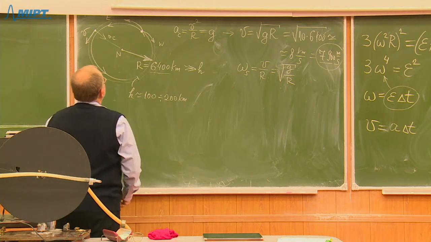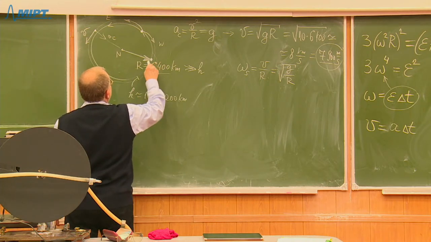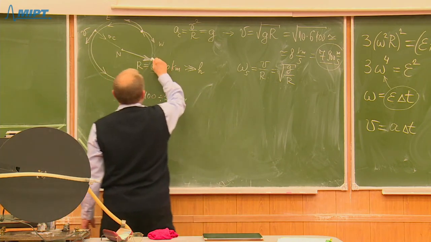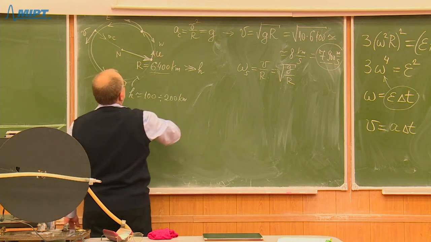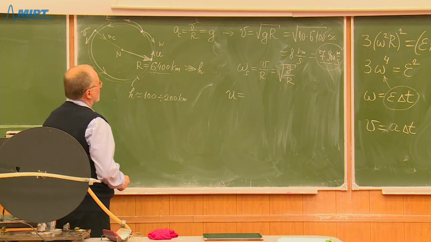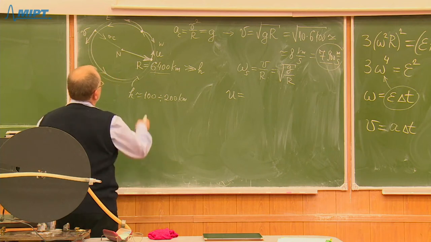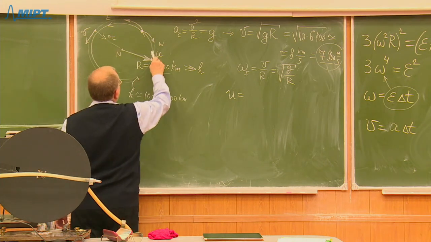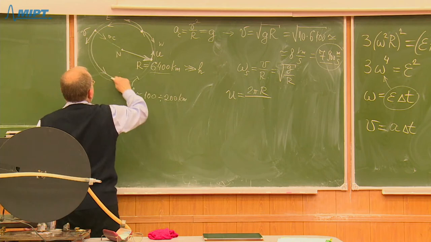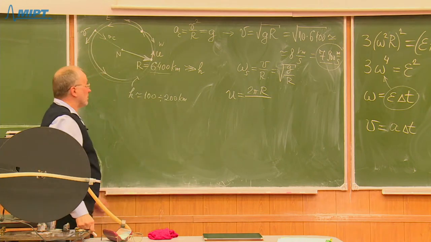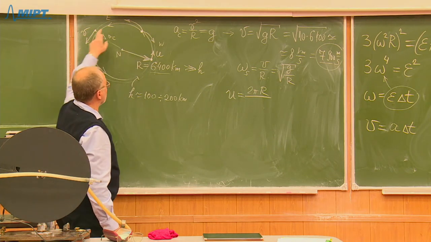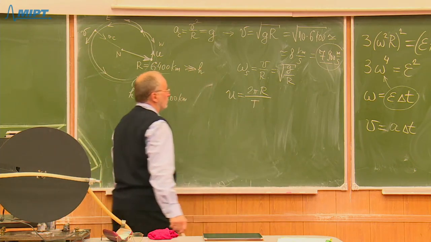planet. So any point on the surface of the planet moves with some linear velocity, its own velocity. Let us denote that velocity by u. And that velocity will be equal to what? That is the total length of the equator, which is 2 pi r. The total length of the equator will be covered in 24 hours. In 24 hours, any point on the equator will make a total revolution. So that will be the period of rotation of our planet.